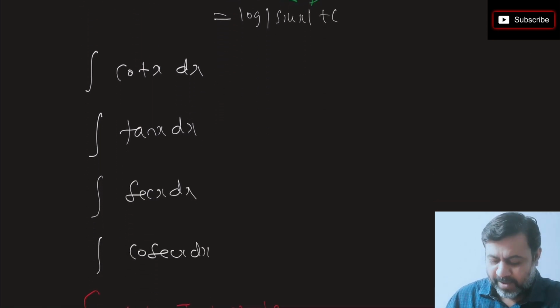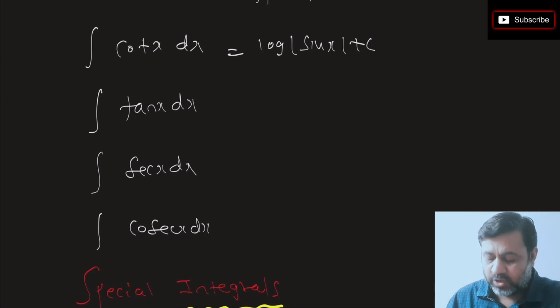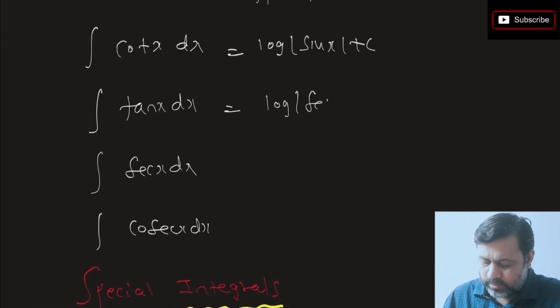Okay, just apply this and all these formulas come. So integration of cot x we have just seen is log mod sin x. Why? Because derivative of denominator is present in the numerator. Now I'm just writing the right hand side as practice. What you're supposed to do is take the derivative of the right hand side and check whether you're getting the left hand side or not. So tan x will be log mod sec x plus c, or you can write minus log mod cos x also.